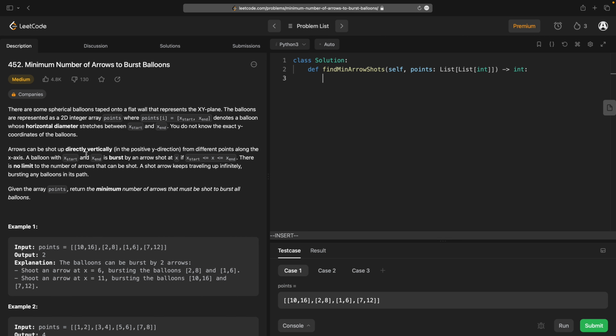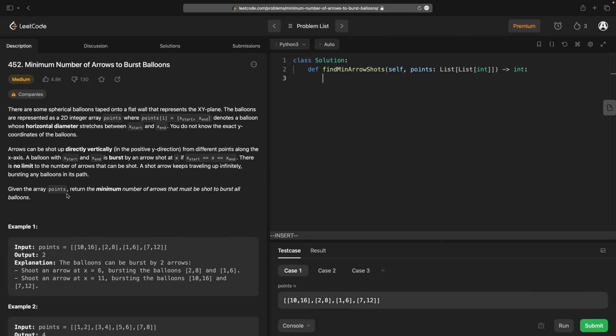Arrows can be shot up directly vertically in the positive y direction from different points along the x-axis. A balloon with x start and x end is burst by an arrow shot at x if x start is less than or equal to x, which is less than or equal to x end. In other words, even if the arrow grazes the balloon, let alone goes through it, we count that as a hit. There is no limit to the number of arrows that can be shot. A shot arrow keeps traveling up infinitely, bursting any balloons in its path.